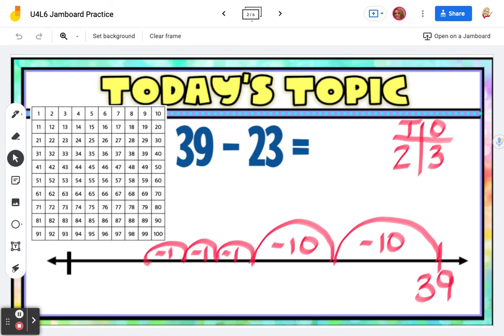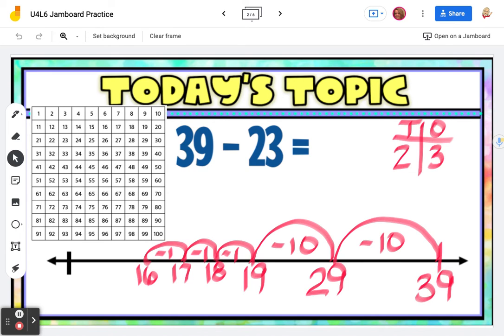And then I know 39 take away 10. I'm going to take away from the tens place. And then I'm going to take away from the tens place again. And then I'm going to do my 3 ones. 18, 17, 16. All right, so the answer is 16.